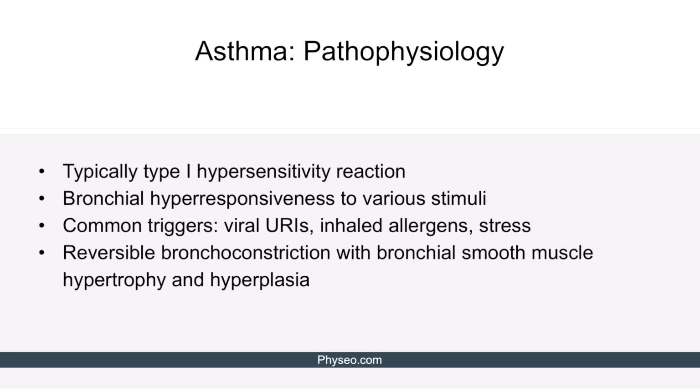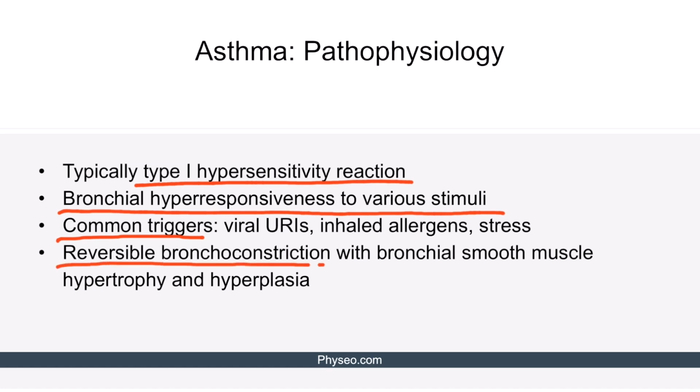Most of the time, asthma is a type 1 hypersensitivity reaction involving IgE, mast cells, and histamine secretion. Asthma is caused by bronchial hyperresponsiveness to various stimuli. Common triggers for asthma attacks include viral upper respiratory tract infections, inhaled allergens like pollen, and stress. Exposure to these stimuli results in reversible bronchoconstriction. Patients with asthma usually have bronchial smooth muscle hypertrophy and hyperplasia, which further narrow the bronchial lumen. These changes in the respiratory system occur over time.